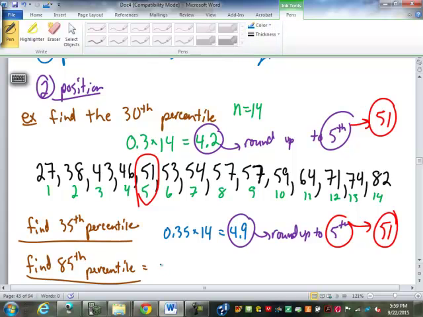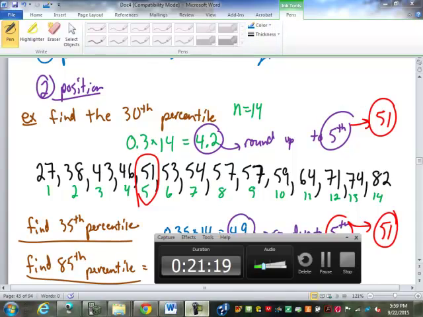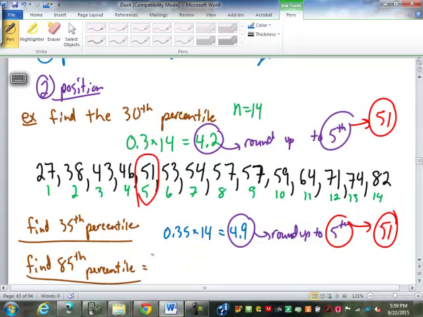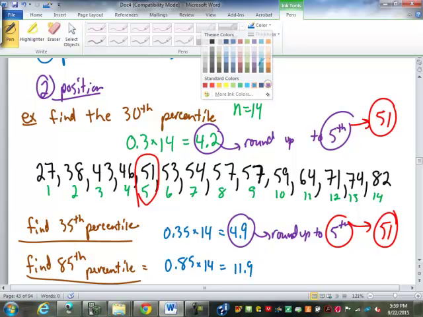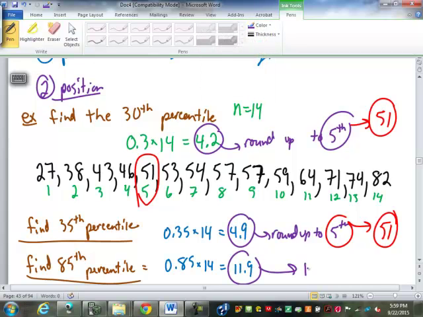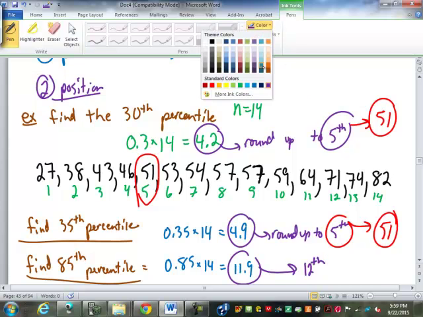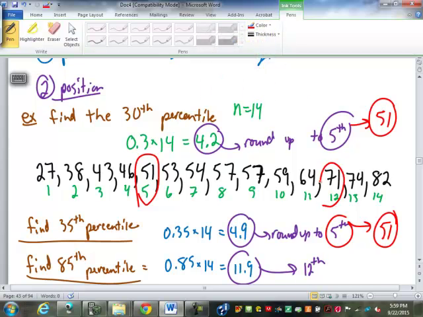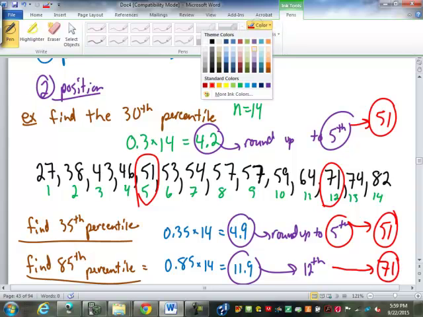So 0.85 as a decimal, or 85% as a decimal, is 0.85, times n is 14, which is going to give us what? 11.9. So we're going to round up to the 12th position, which is 71. So the 85th percentile is 71.